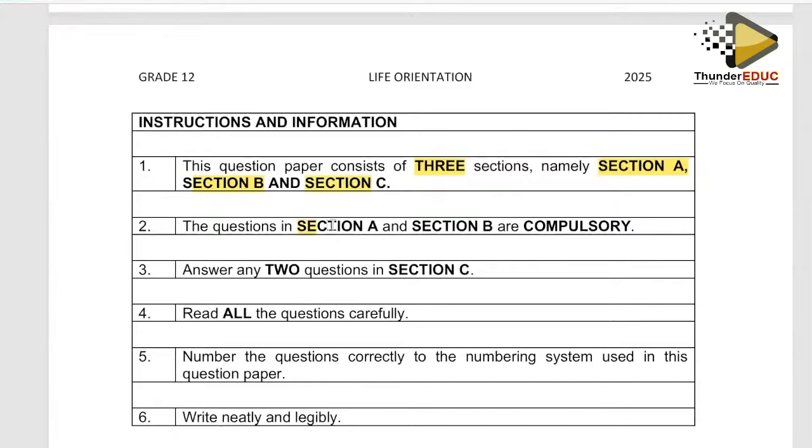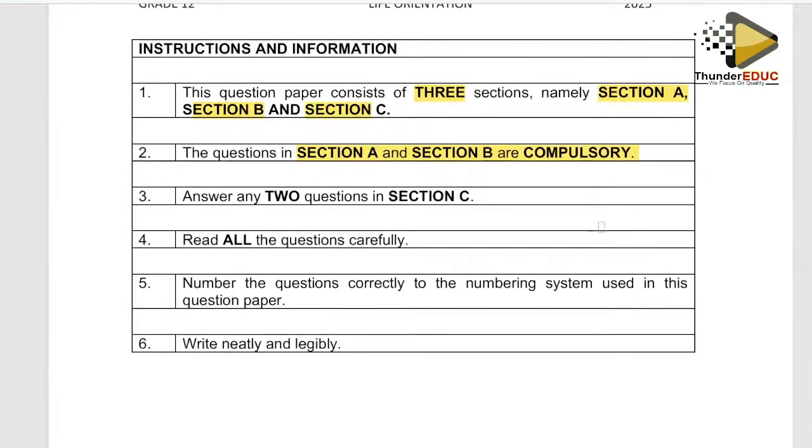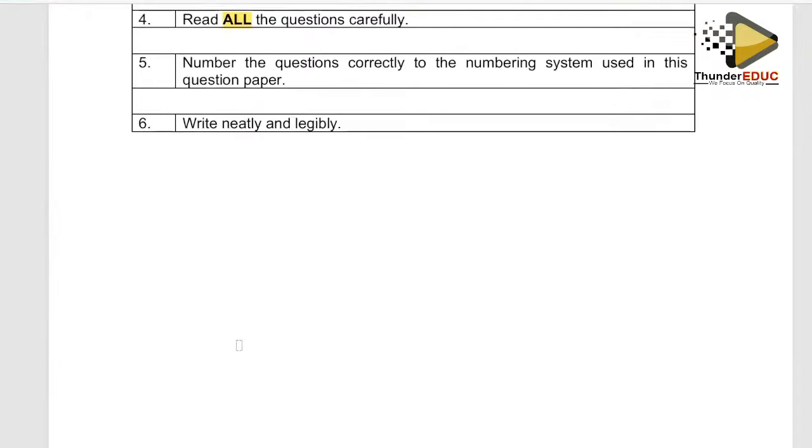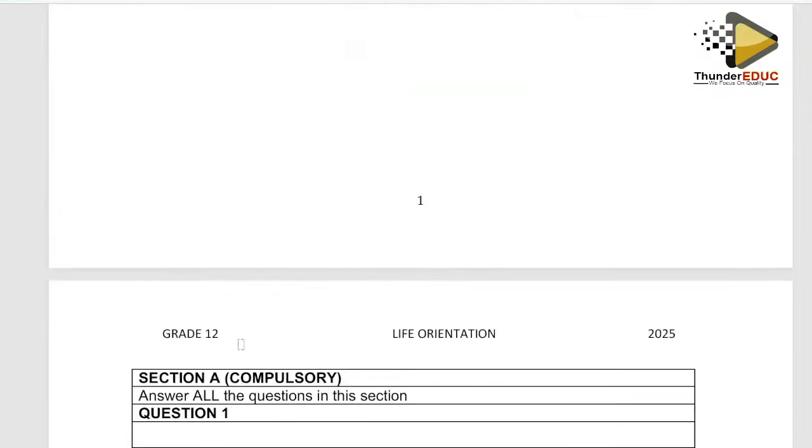So when it comes to section A and B, you do not have to elect or choose particular questions. You need to answer all questions in that particular section. But when you get to section C, choose only 2 questions in that particular section. Then you are reminded to read all questions carefully before attempting them. Above all, you need to number the questions correctly according to the numbering system used in the question paper. You are also encouraged to write neatly and legibly.